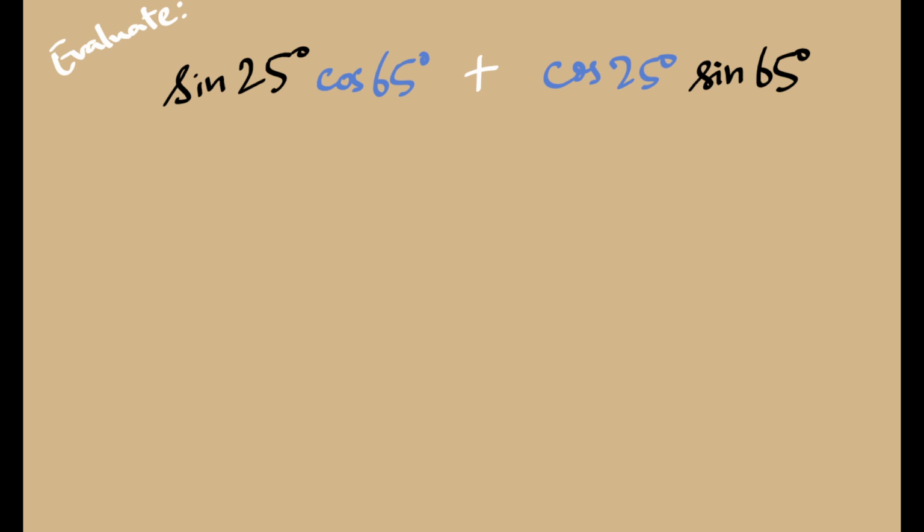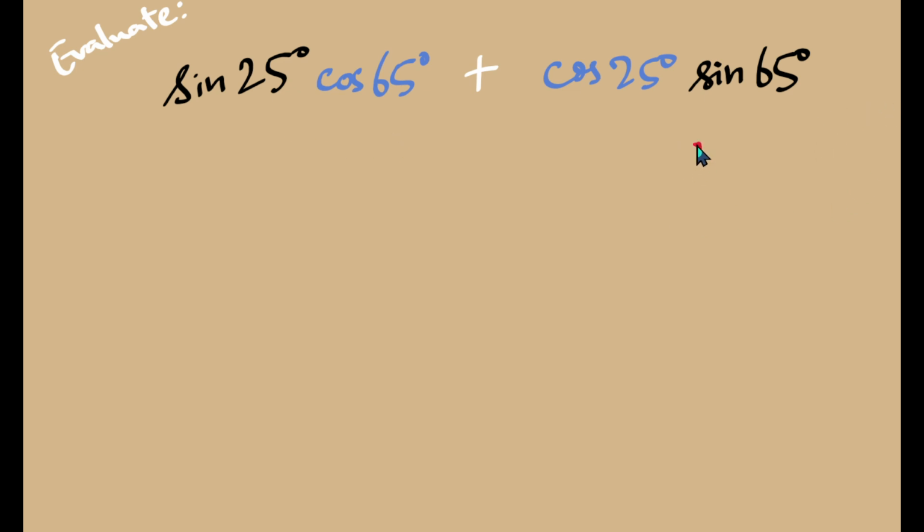Say that we have been asked to find the value of this given expression: sine 25 times cosine of 65 plus cosine of 25 degrees times sine of 65 degrees. So just looking at the problem, I see that 65 degrees and 25 degrees aren't just general angles. They are very special. In fact, they are special related to each other.